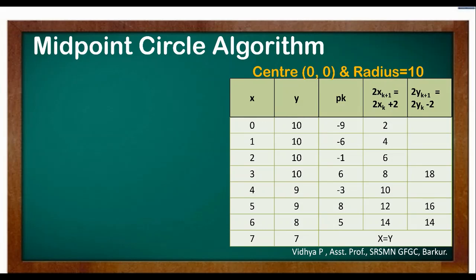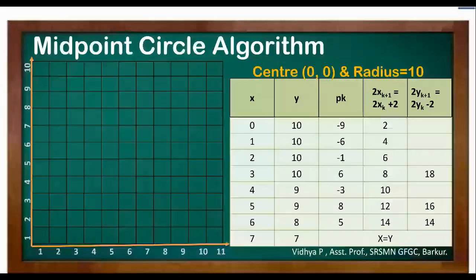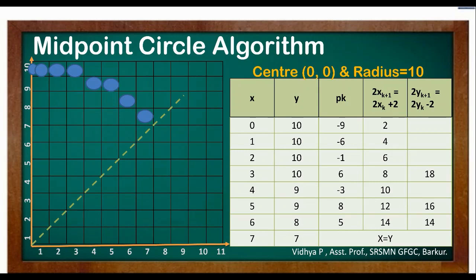Let us plot all these points on our circle. Starting from 0, 10, we plot the points like this. Once it reaches 7, 7, we stop. This is the top right quadrant, and by using the 8-way symmetry principle, we just plot the remaining points. I have shown only one octant. The remaining octants can also be plotted. This is our midpoint circle algorithm.